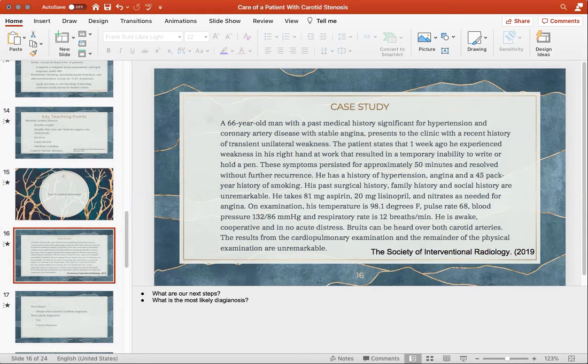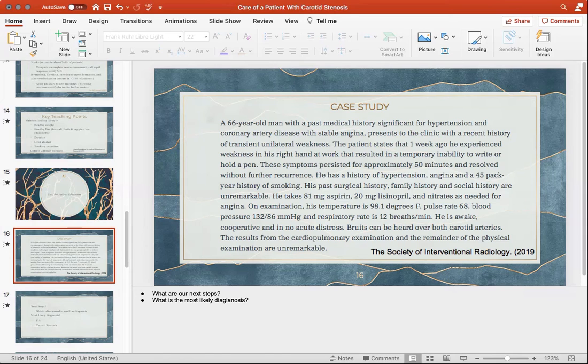A 66-year-old man with a past medical history significant for hypertension and coronary artery disease with stable angina presents to the clinic with a recent history of transient unilateral weakness. The patient states that 1 week ago he experienced weakness in his right hand at work that resulted in temporary inability to write or hold a pen. These symptoms persisted for about 50 minutes and resolved without further reoccurrence.